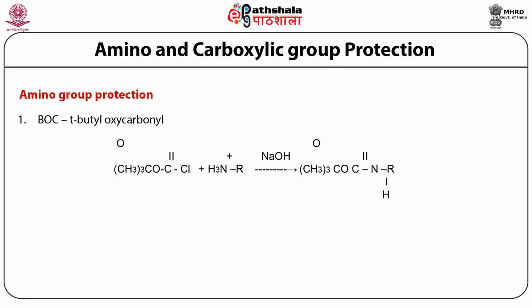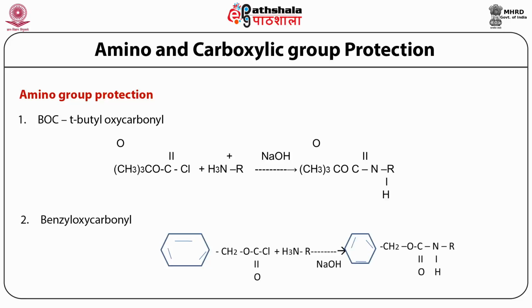So there are different groups required to protect the amino group and carboxylic group. Here we are showing the protecting group of amino acid, BOC, that is tertiary butyl oxycarbonyl, which blocks the amino group of the amino acid. For that, tertiary butyl oxycarbonyl chloride reacts with the amino group in presence of sodium hydroxide to protect the amino group by BOC. Benzyl oxycarbonyl chloride reacts with an amino acid in presence of sodium hydroxide to protect the amino group of the amino acid by benzyl oxycarbonyl.